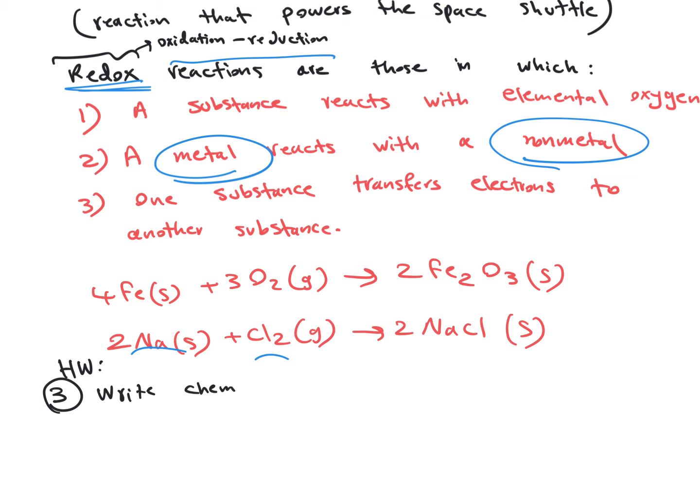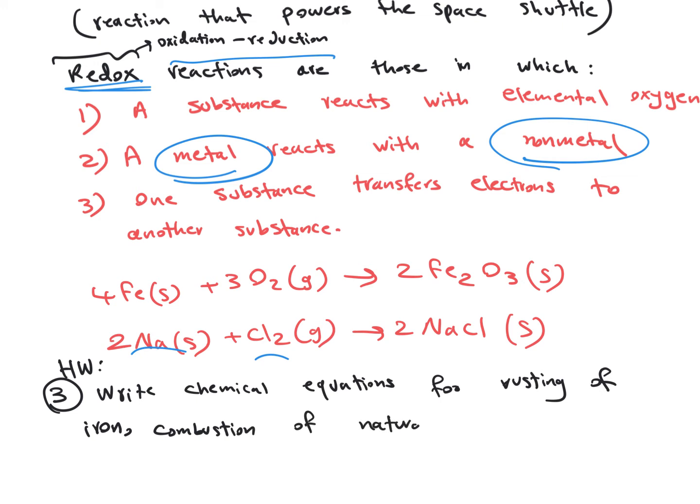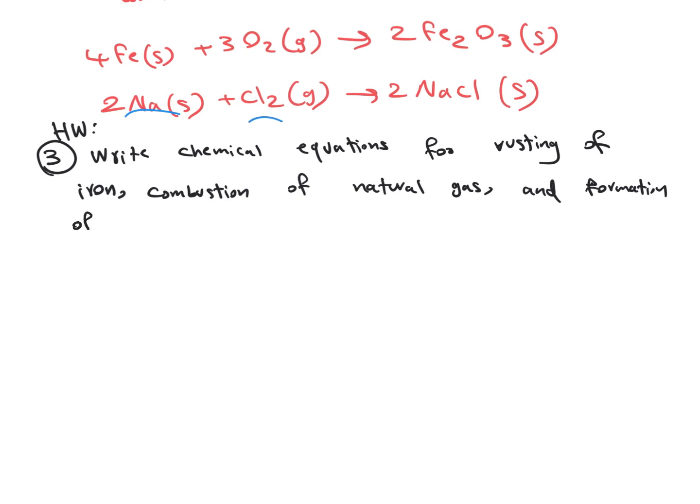Write chemical equations for rusting of iron, combustion of natural gas, and formation of table salt. So rusting of iron, combustion of natural gas, and formation of NaCl, table salt. Okay? Any questions about anything that I talked about?